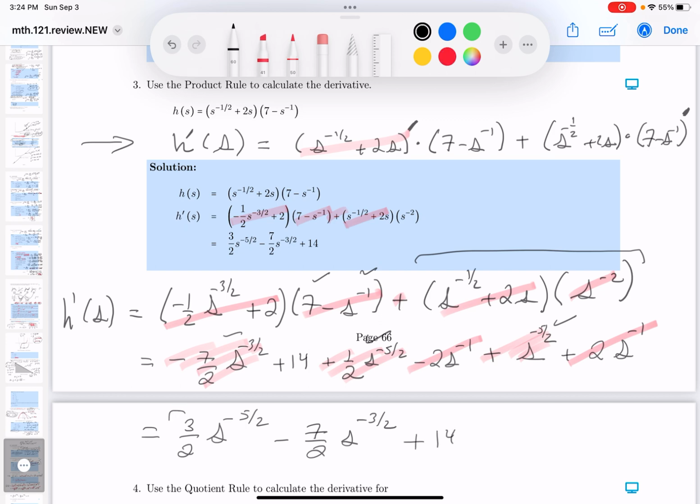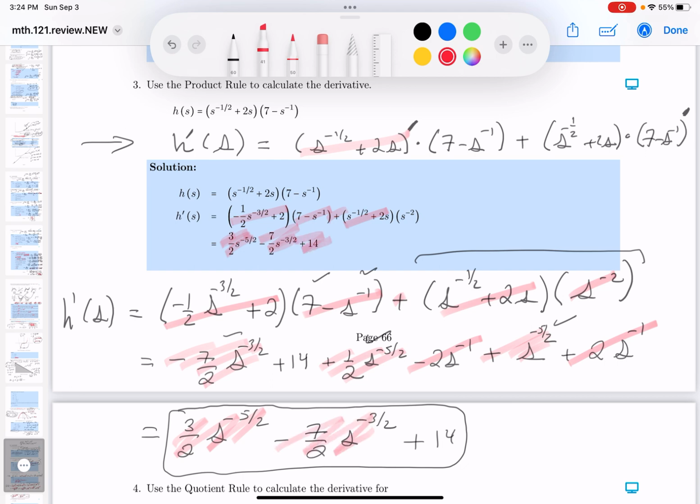You need practice in this area, by the way. This is where a lot of students mess up in calculus, is their algebra skills. We've already checked my product rule. I'm going to check the simplified form of it. Am I seeing this term over here? Minus 3 halves, S to the minus 5 halves? Yes, I am. Am I seeing this? Yes, I am. Am I seeing this? Yes, I am. We're good to go to the next question.